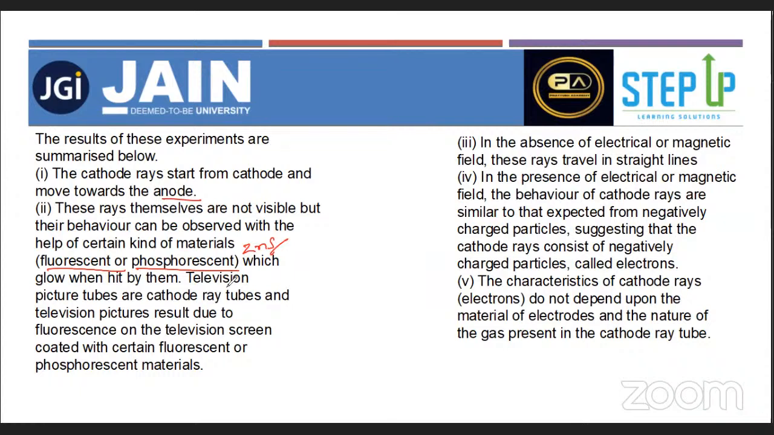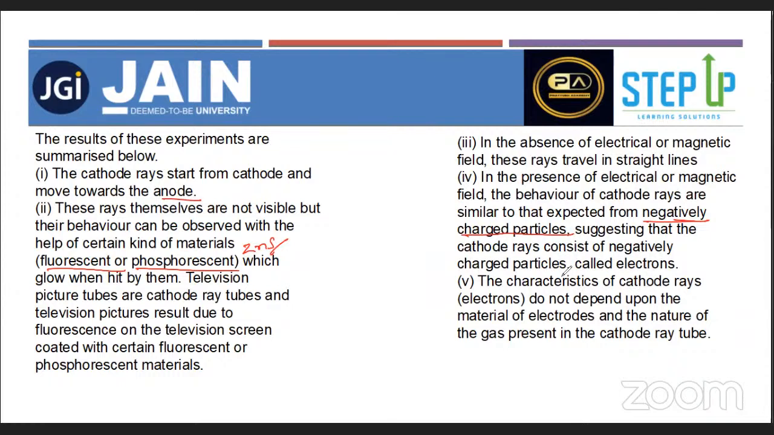Now, we said that the rays are not visible, so how were we able to find them? In the absence of an electrical or magnetic field, these rays travel in a straight line, the normal behavior of electromagnetic waves. In the presence of an electrical or magnetic field, the behavior of cathode rays is similar to that expected from a negatively charged particle. That's why they said that the particle coming out of the cathode is negatively charged, and later it was named electron.